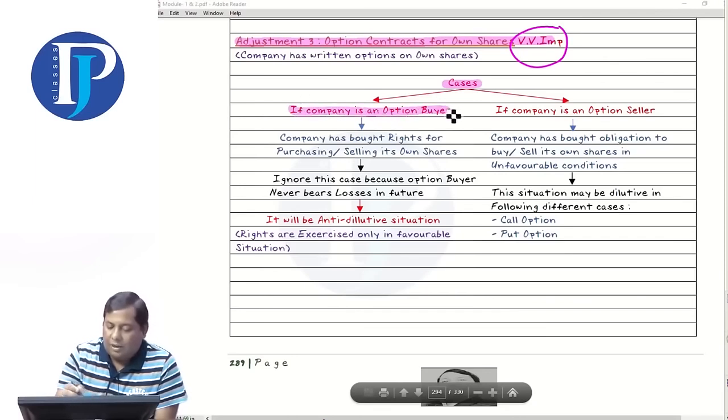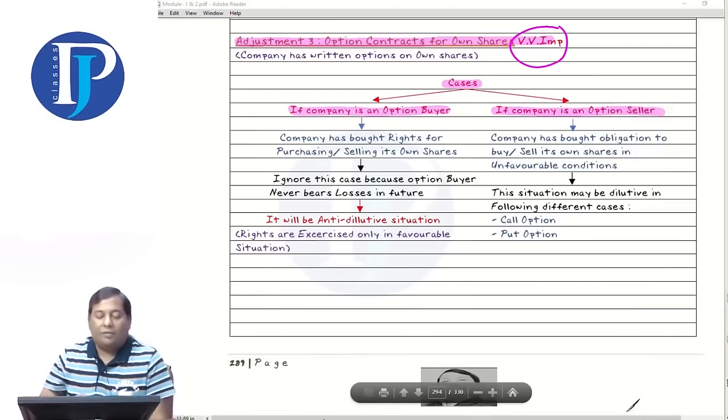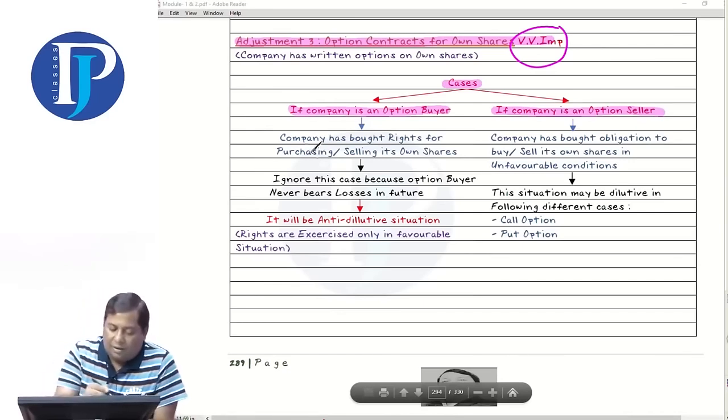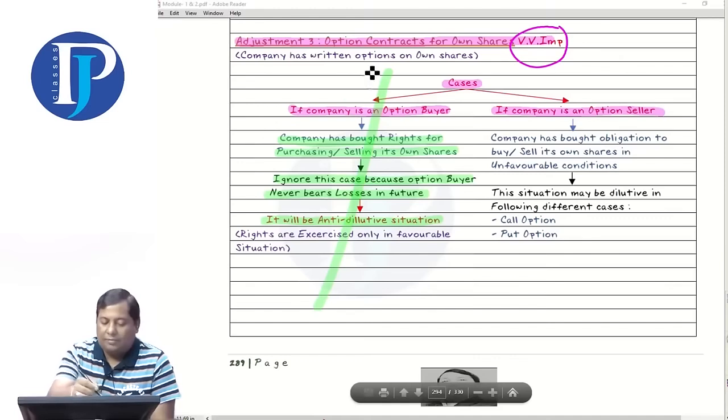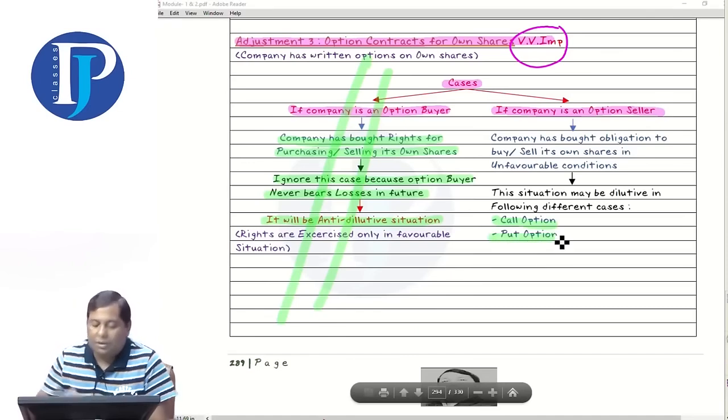If the company is an option buyer, if the company is an option seller. If the company is an option buyer, the company has bought rights for purchasing or selling its own shares. Ignore this case because an option buyer never bears loss in future. It will be an anti-dilutive situation, forget it. If the company is an option seller, then there are two cases. Either the company sold a call option or it sold a put option.